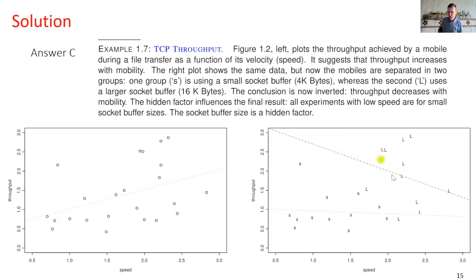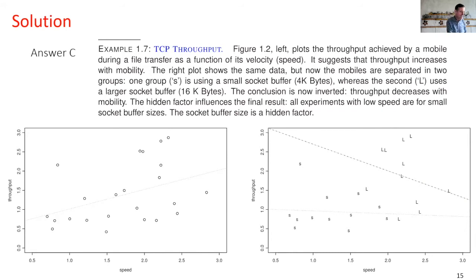I have a cloud of capital L points and a cloud of little s points. Now I can redo the same exercise of fitting a straight line, doing a linear regression, to those two clouds. And here's what I find. I find for the cloud of s points a line that is quasi-horizontal, but slightly decreasing. And for the L lines, a line that is clearly decreasing.